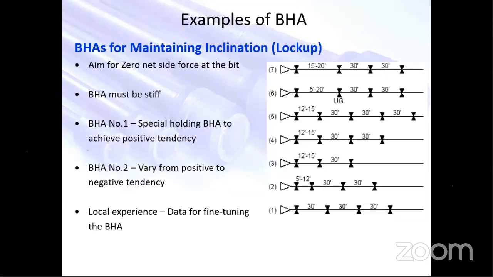Another example of BHA is what we call the locked up BHA. If you are planning to hold inclination or have near-zero net side force at the bit, we can go for this one, as per the required plan. For example, you have BHA number one. It's a special holding BHA to achieve a positive tendency. BHA number two varies from positive to negative tendency. Local experience data is used for fine tuning the BHA.